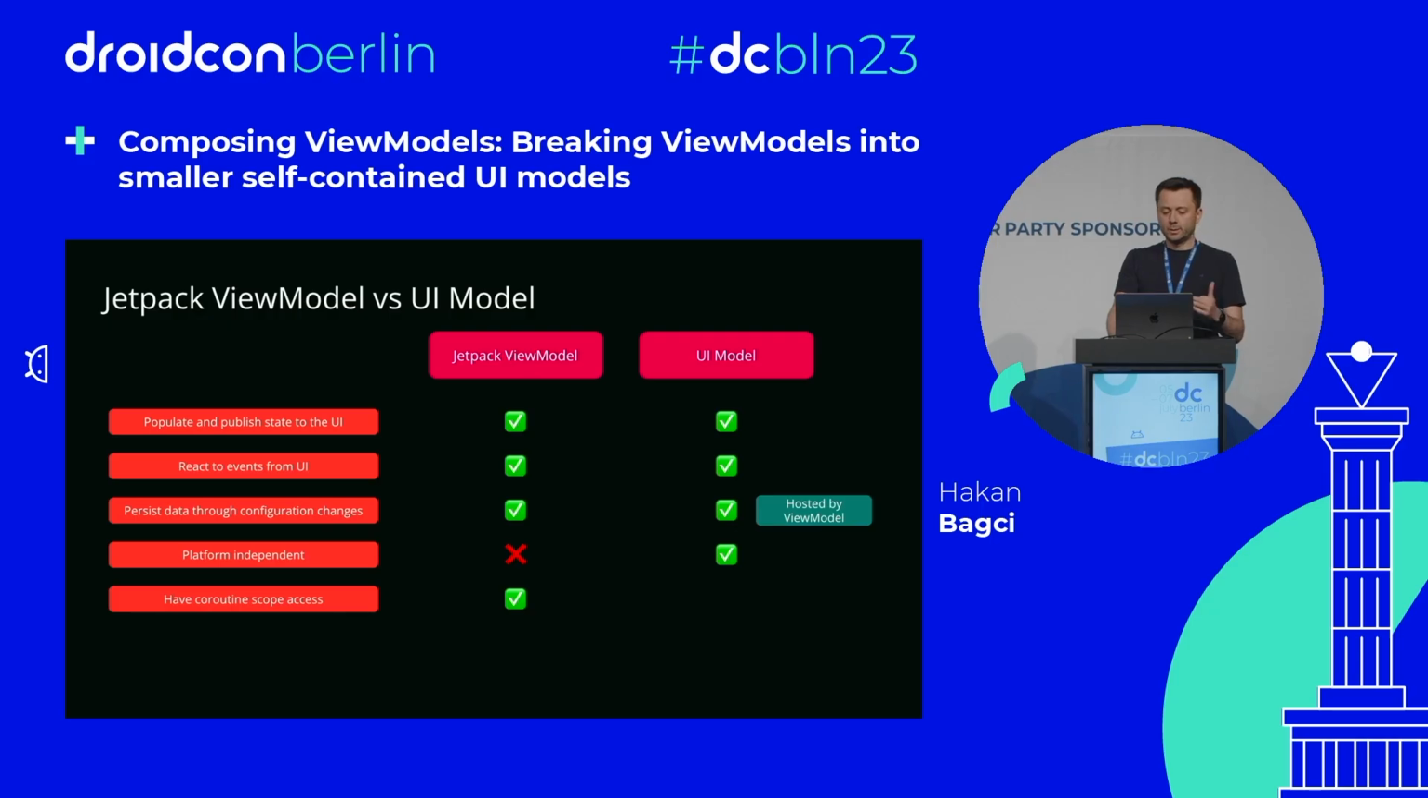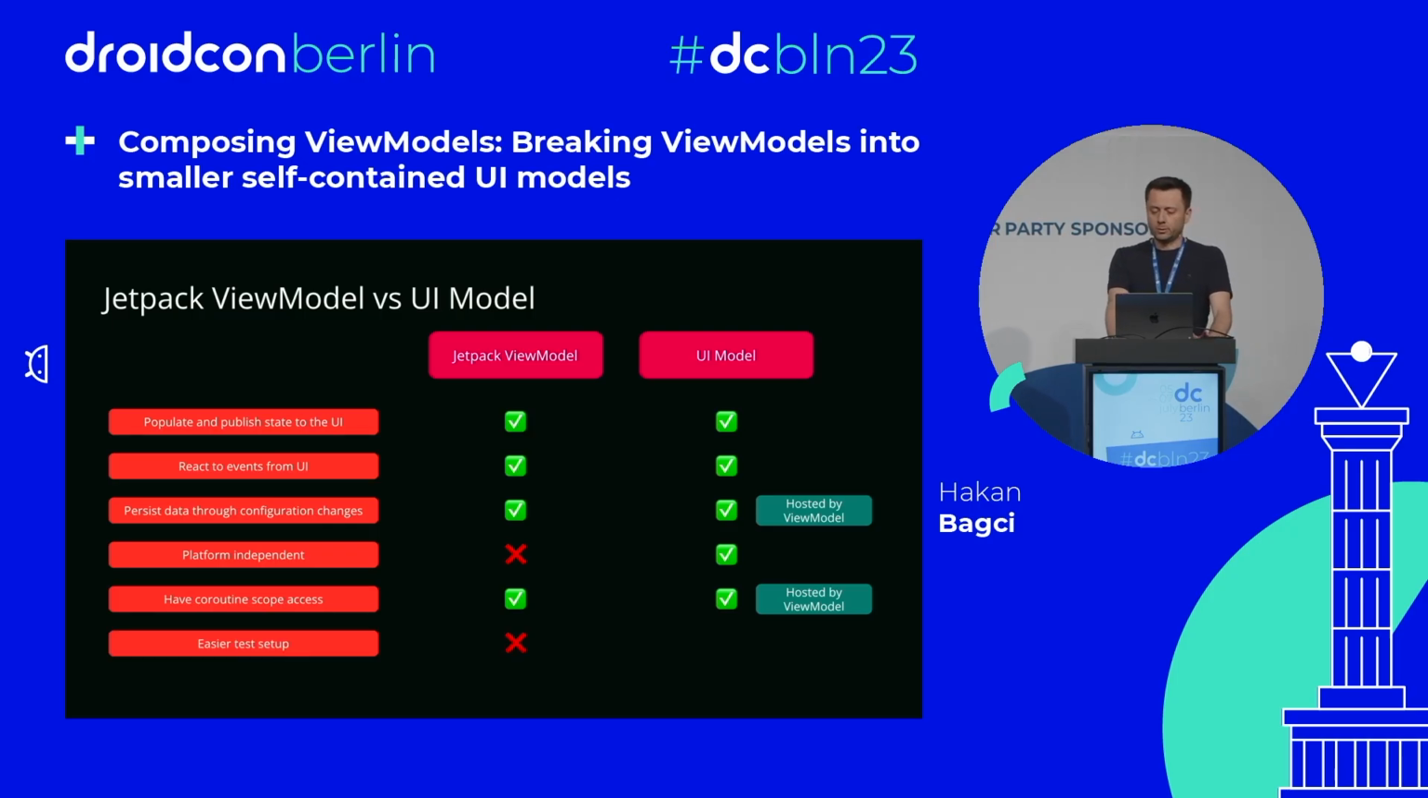Jetpack ViewModels have this built-in coroutine scope access, and if you are hosted by a ViewModel, then you can also have coroutine scope access. Then there is an easier test setup. It's not that complicated in the end, but if you want to write tests in your ViewModel with coroutines and other stuff, you need some setup. But for UI models, you don't need that stuff as well.